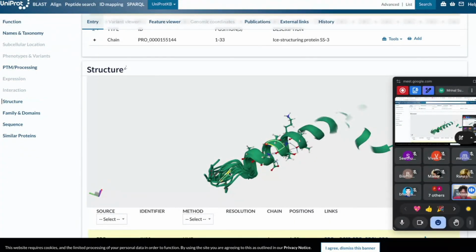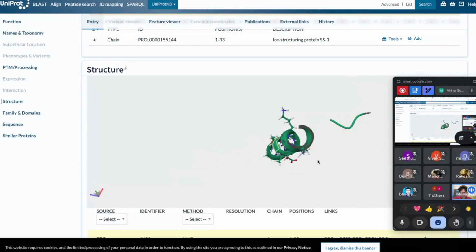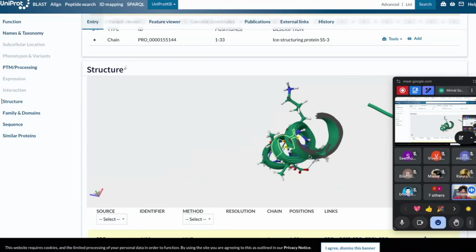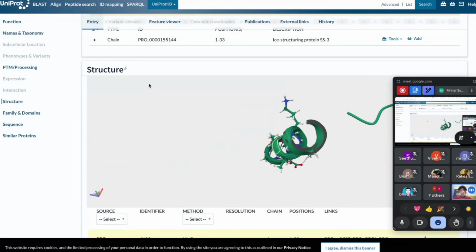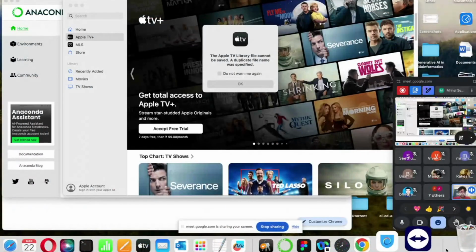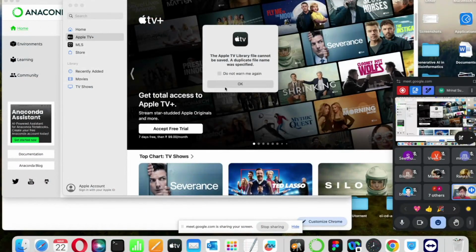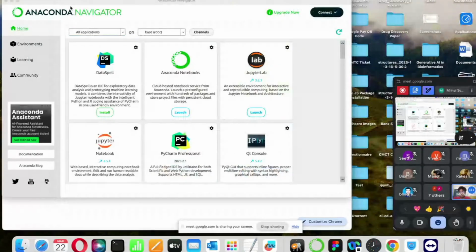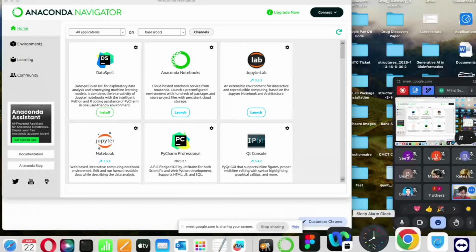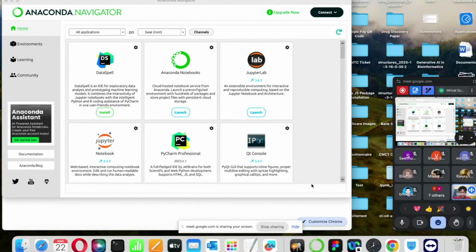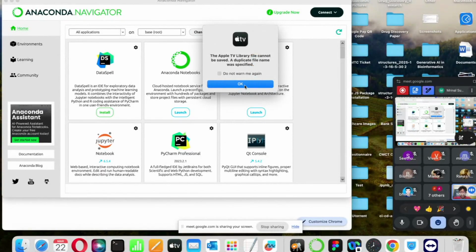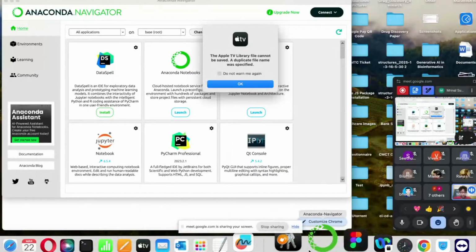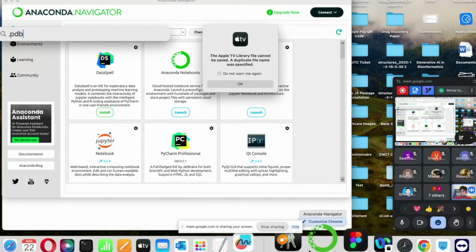You don't have this information, and moreover, it's not very clear. When you zoom in, it blurs a lot of the images, which is why we use something called PyMol. So I'll show you what PyMol looks like. PyMol is nothing but a software tool that is used to visualize protein structures.